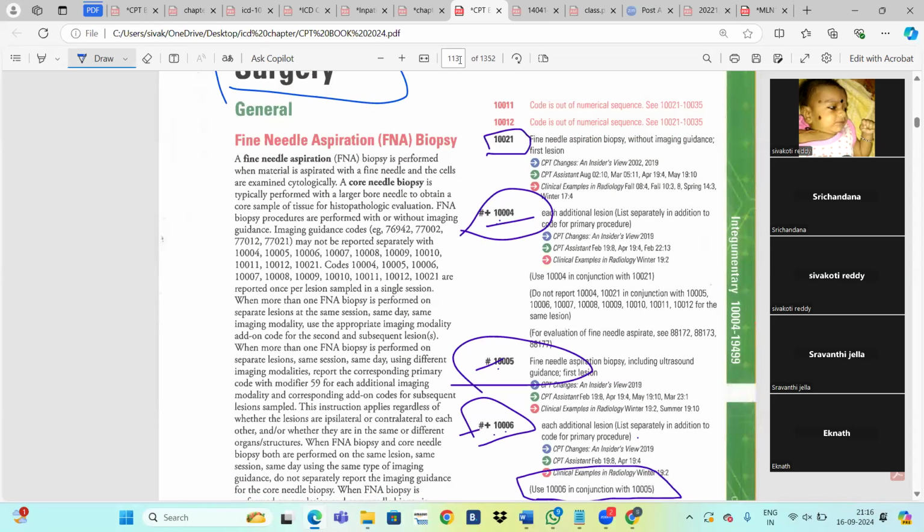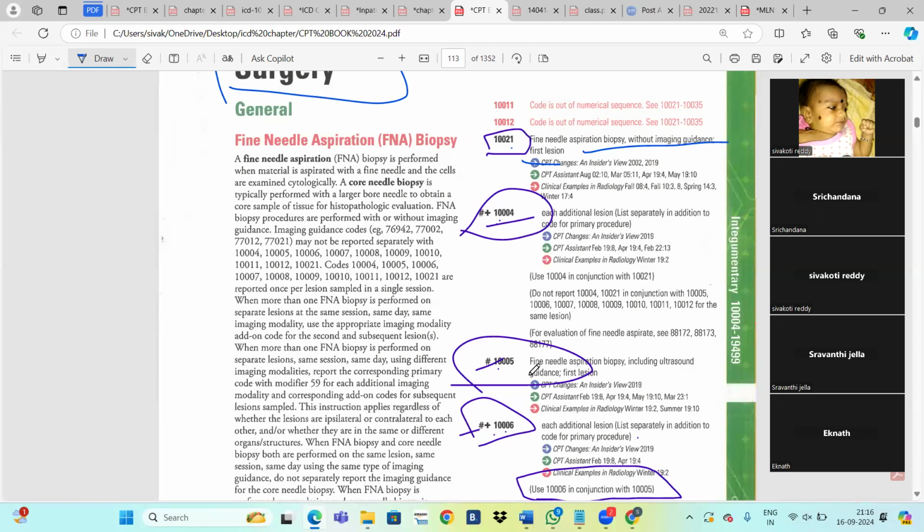So before going to the rest of the course, everything remember, guys, you will get the description of the CPT code. Okay, you don't get directly the code like CPT, ICD and PCS. You need to read the description and you need to match with the procedure. Suppose they mention fine needle aspiration biopsy with imaging guidance or without imaging guidance, with including ultrasound guidance. Based on that, suppose they mention fine needle aspiration biopsy without imaging guidance, first lesion. What is the code?